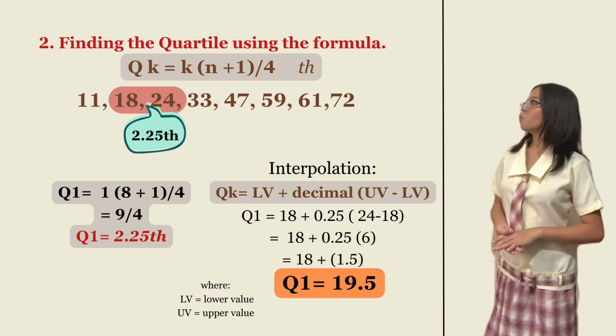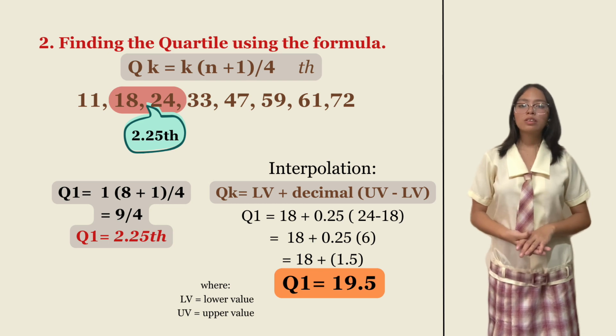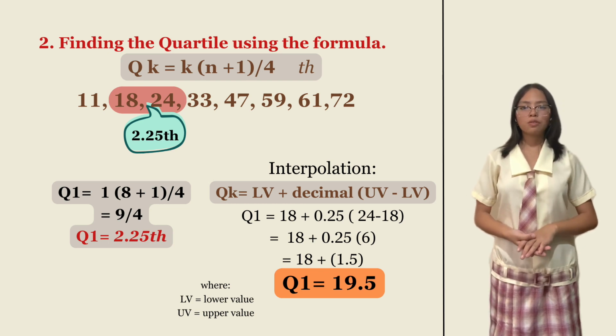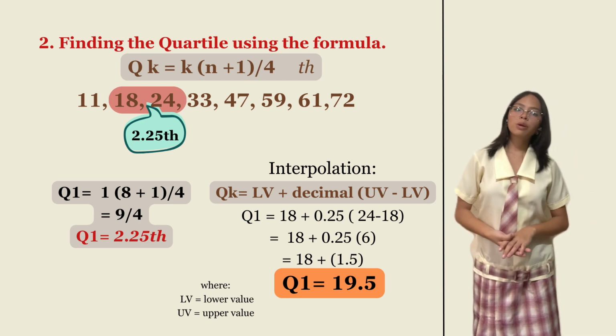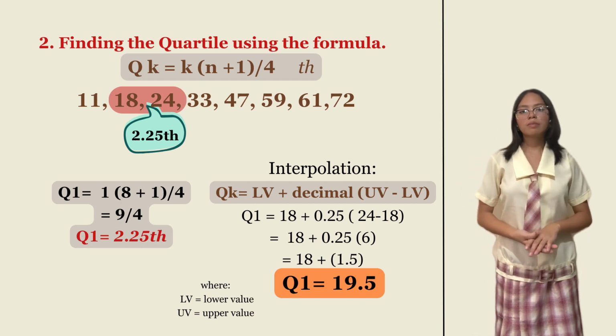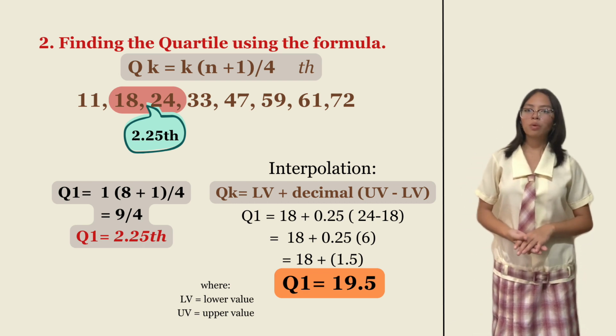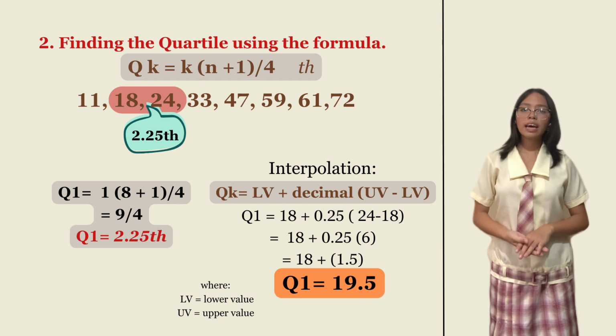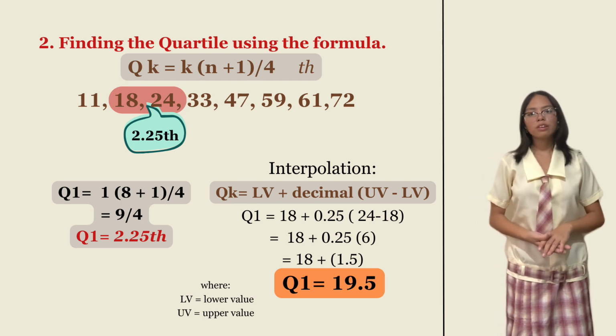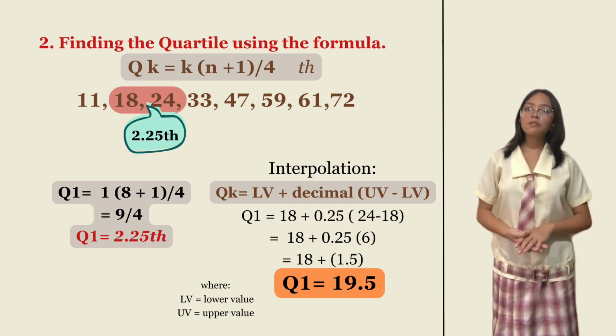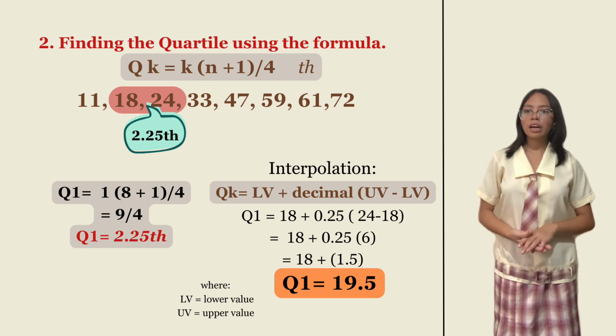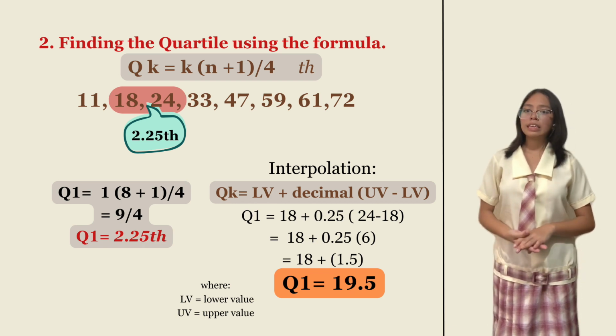So quartile 1 is equal to 18 plus 0.25 times 24 minus 18. 24 minus 18, we get 6. Times 0.25, we get 1.5. Plus 18, we get 19.5. Therefore, the value of rank 2.25 is 19.5. So our quartile 1 is 19.5.